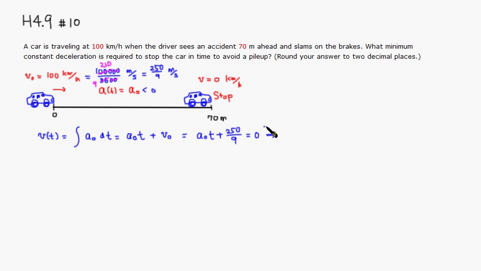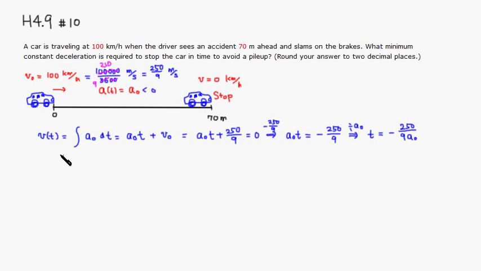So subtract 250 over 9. It's going to be a0 t is equal to negative 250 over 9. Then we can divide through by a0. So t is going to be negative 250 over 9 a0. This is when the car comes to a stop.